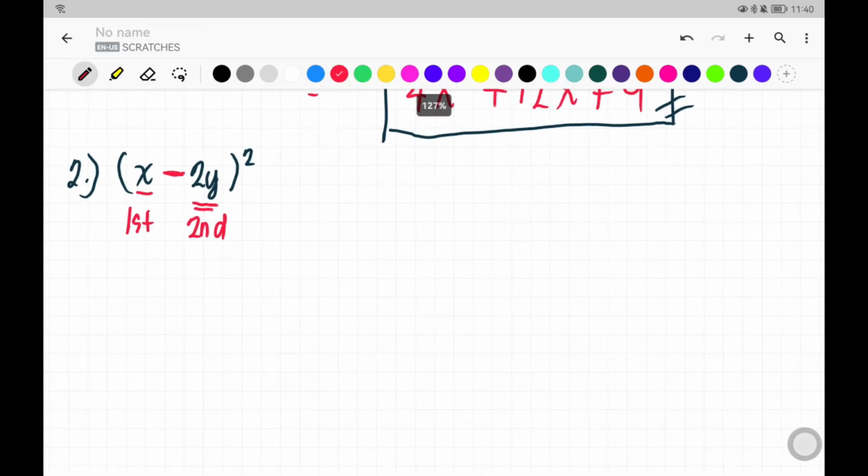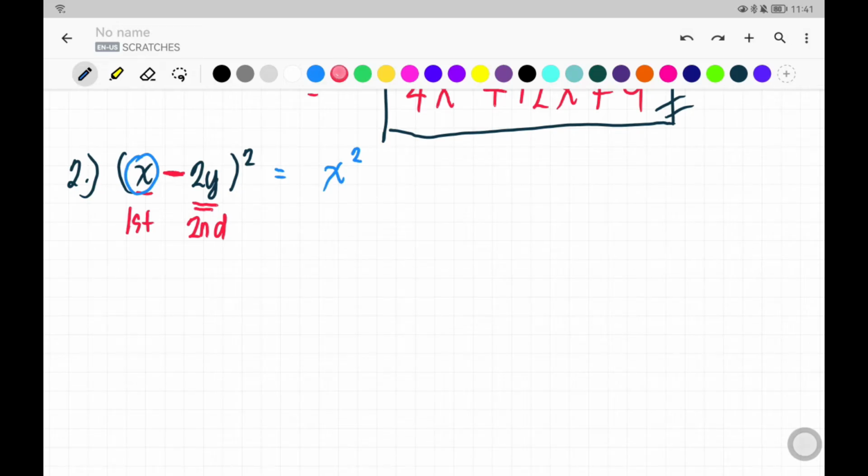Right, so let's follow the pattern that I already taught you a while ago. So, this will be equal to, of course, just simply square the first term. Ano ba yung first term natin? X. So, square natin si x. Hindi naman natin kailangan maglagay ng parenthesis kasi nag-iisa lang naman siya. Wala naman siyang katabing constant. Nag-iisa lang naman siyang variable. So, let's just remove that.